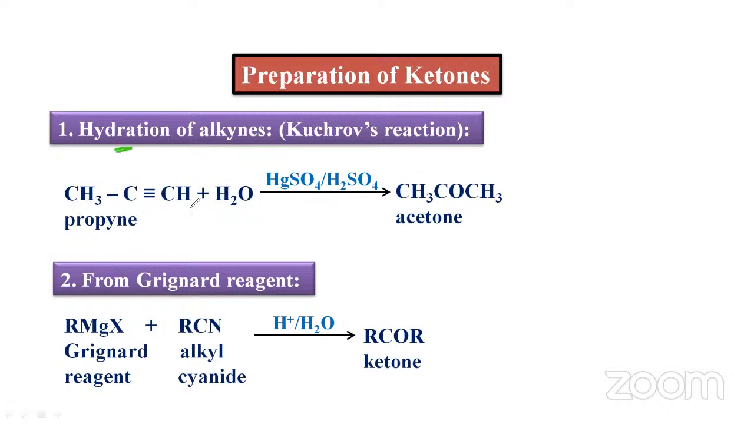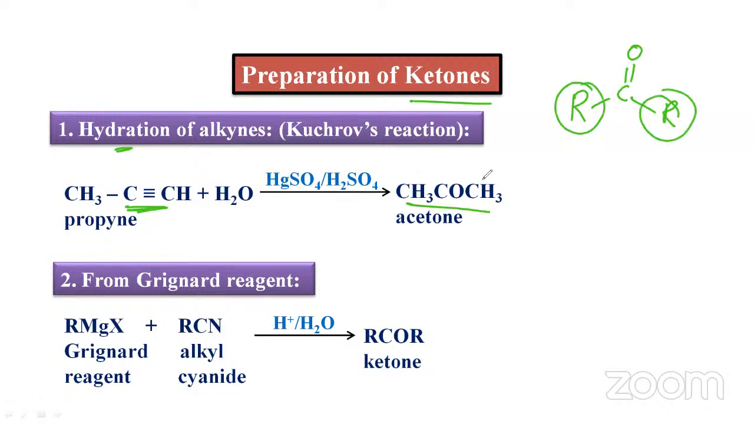Hydration means addition of water across this triple bond. Okay, so what you get is your acetone. It goes in the presence of HgSO4 and H2SO4. Okay, so this is mercuric sulfate and your sulfuric acid. So propyne, when you are doing hydration on that, you get your acetone. So this is the first method of preparation of your ketone, right? So this is the ketone. Carbonyl group is attached to both the alkyl groups. So this is ketone, right? So acetone is the first preparation we are going to do.